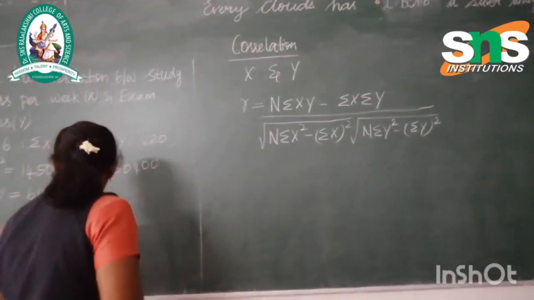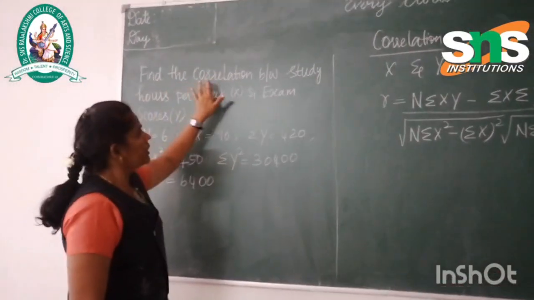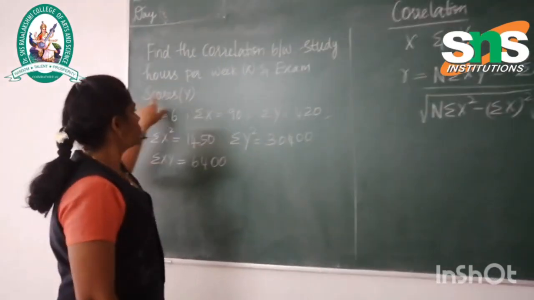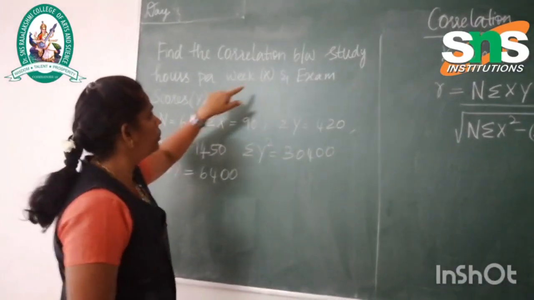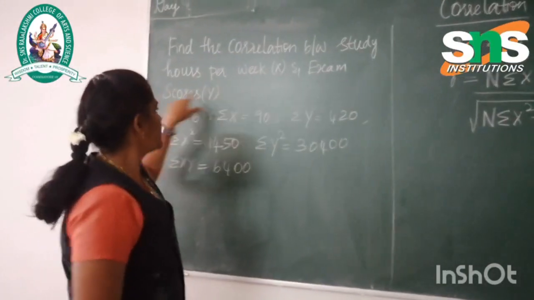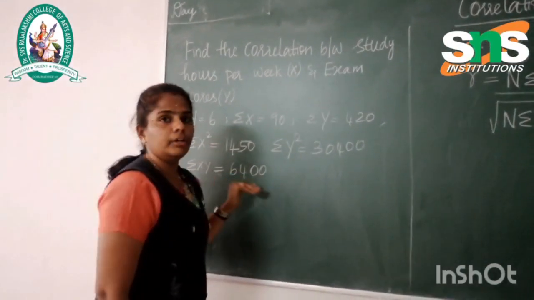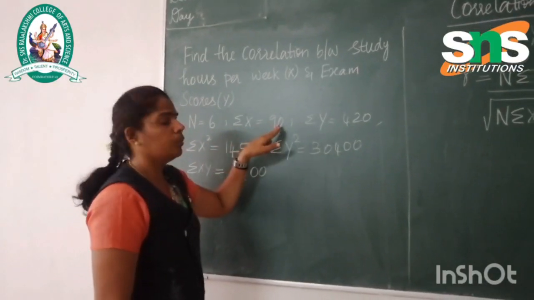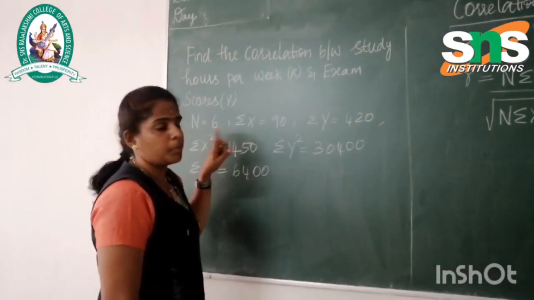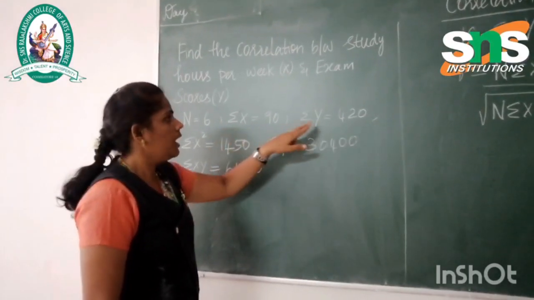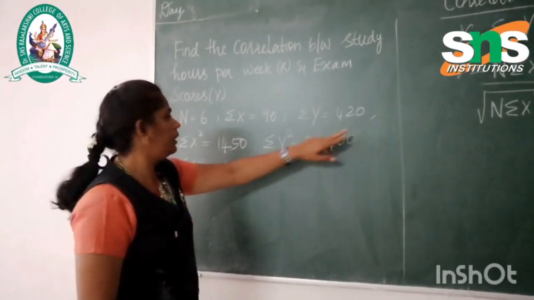My problem is to find the correlation between study hours per week x and the exam scores y. There are two variables, study hours and exam scores, and the data are given below. n is equal to 6. Summation x is equal to 90. n is the sample size, and summation x is 90, and summation y is 420.